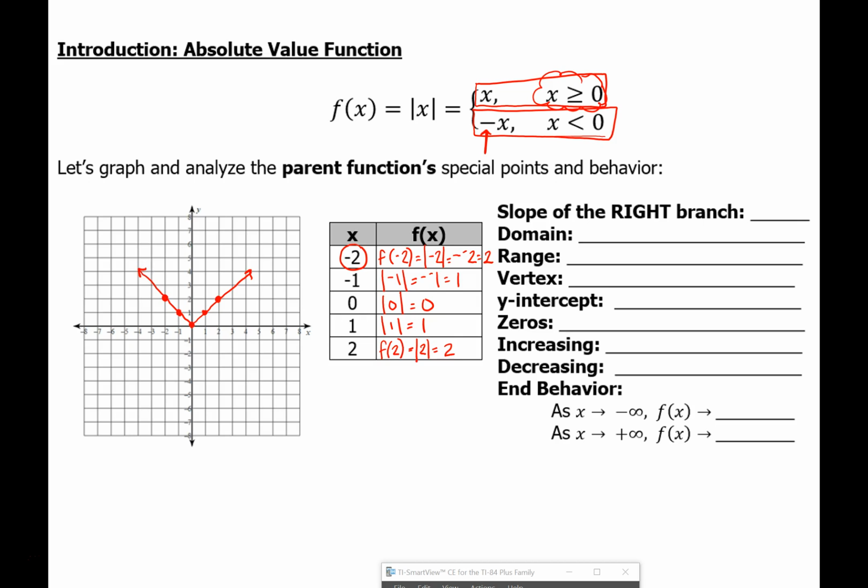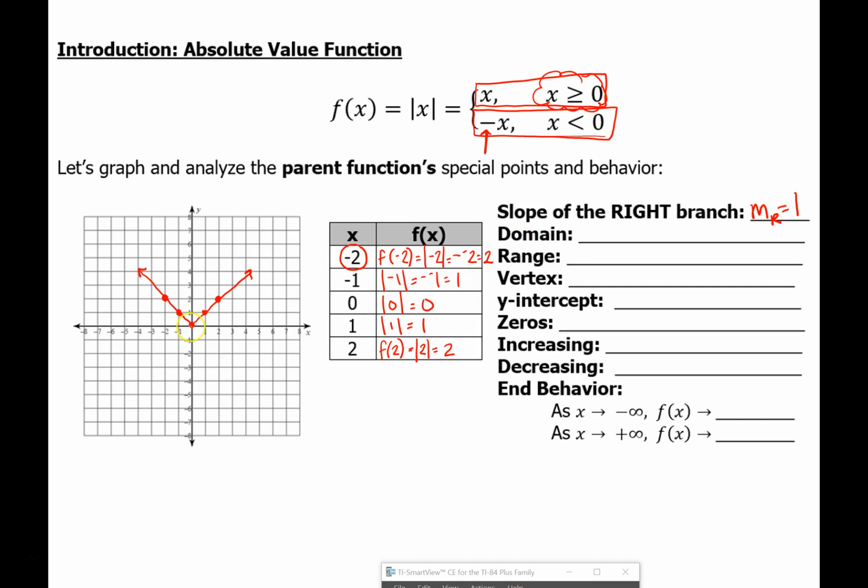Let's do some review from the last chapter and answer these questions about the characteristics, because you're going to see a lot of questions like this, not just in this unit, but in most of the upcoming units. First, I want you to notice the slope of the right branch. That's this right-hand side over here. Remember, slope from Algebra 1 is rise over run. So we're rising 1 and we're running 1 each time. So 1 over 1 means that our slope of our right side is 1.